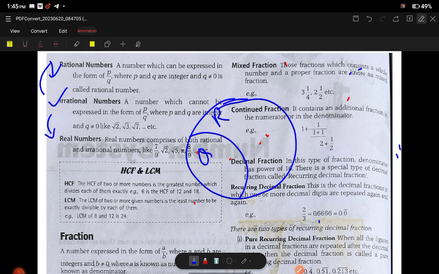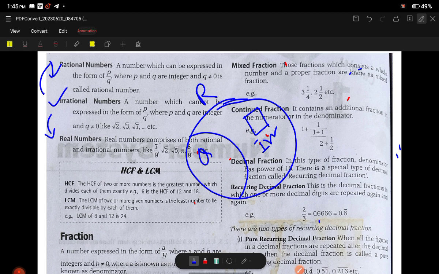In the comment section, text me which symbol we use for the irrational. If you don't know, then tell me, I will tell you. This is the irrational number set. Totally different, rational and irrational.